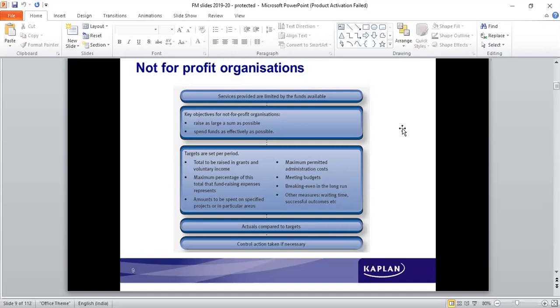There are organizations which are established to render services. Their aim is not to earn a profit. So if their objective is to render services, they are called not-for-profit organizations, NFPs, NFPOs.